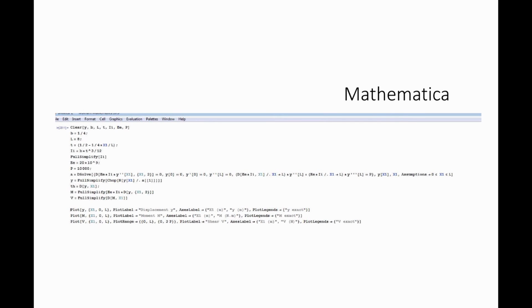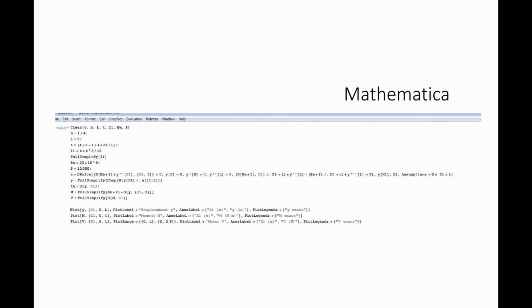I'm now going to show you how to solve this problem using Mathematica. First, the variables b, L, and the height or thickness as a function of x1, the moment of inertia, Young's modulus, and P are defined.